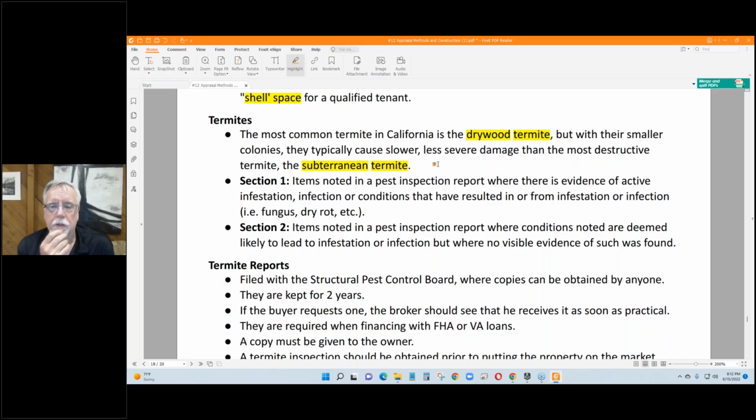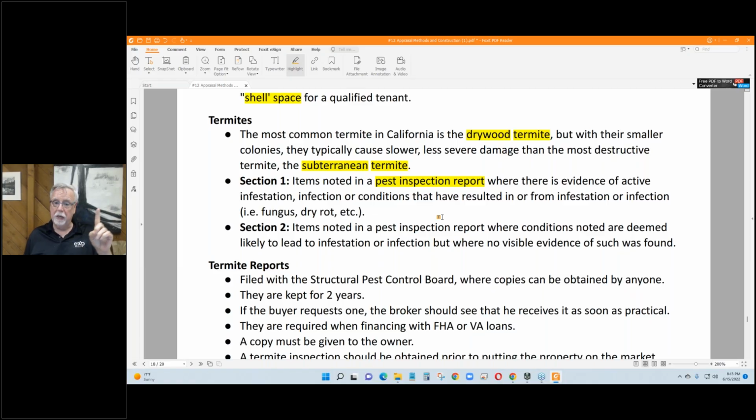You'll hear the terms Section 1 clearance and Section 2 clearance when we're talking about termite reports. Just to be clear, although we call them termite reports, it's really a pest inspection report. And if you read it, you will see that what a pest inspection report looks at are wood destroying pests and organisms. Wood destroying pests and organisms.